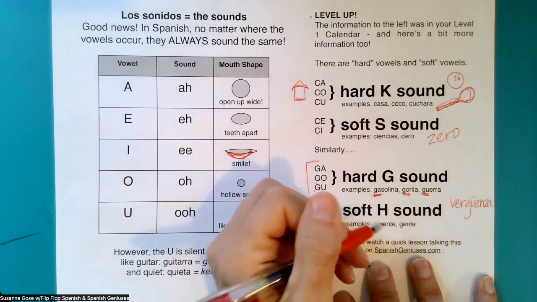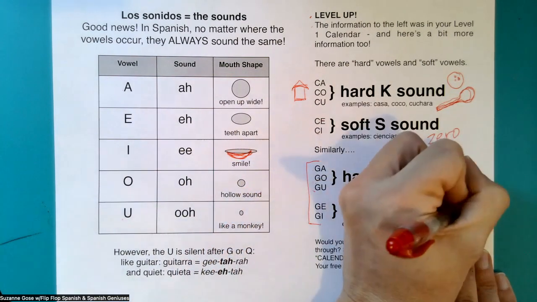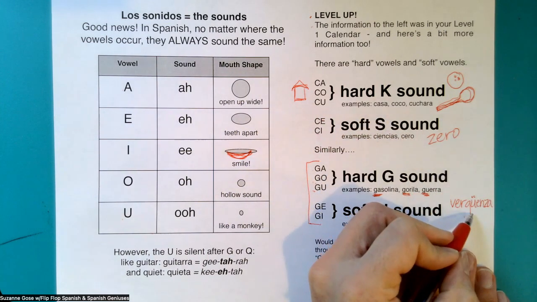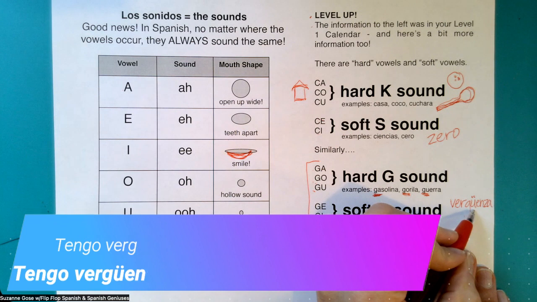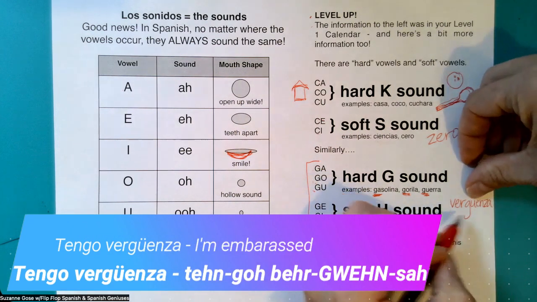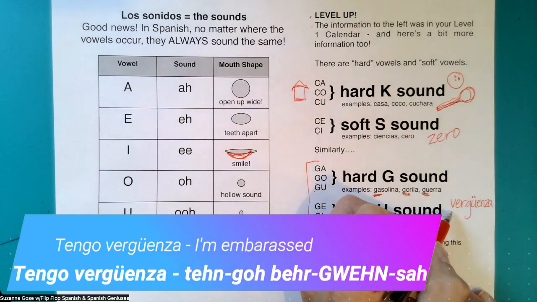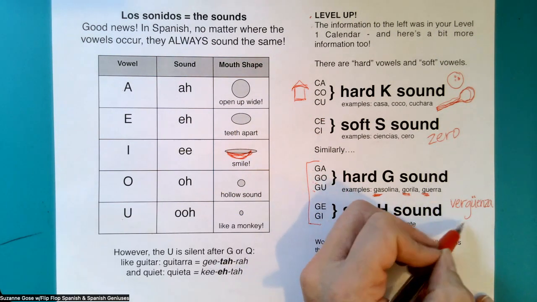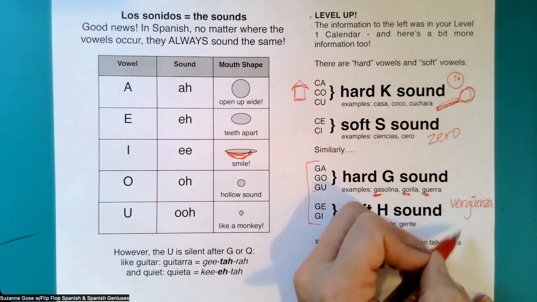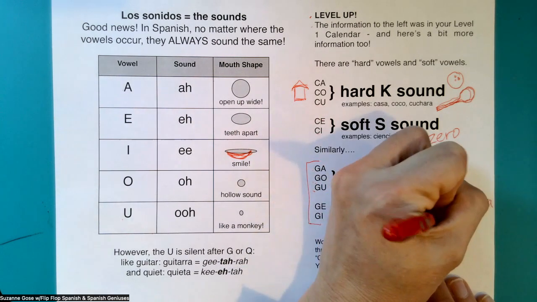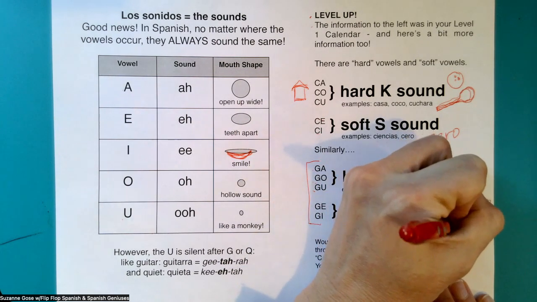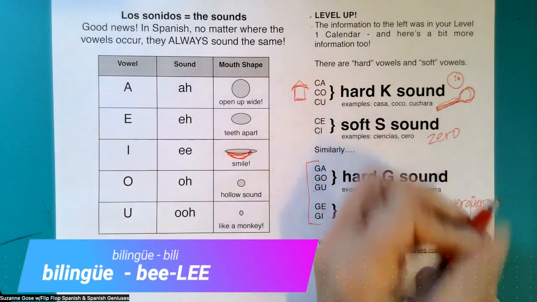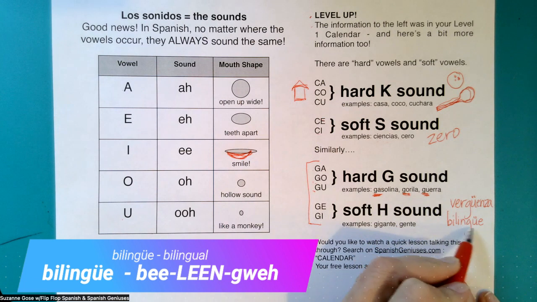So whenever you say, oh, tengo vergüenza, I'm embarrassed, there's this little dot, the umlaut, over the U. So now we actually have the U sound going back. Without the dot, vergüenza. With the dot, vergüenza. That means shame. I have shame. I am embarrassed. Tengo vergüenza. Another one that's even more common would be bilingüe. We have the umlaut and it gives it that sound back. Bilingüe.